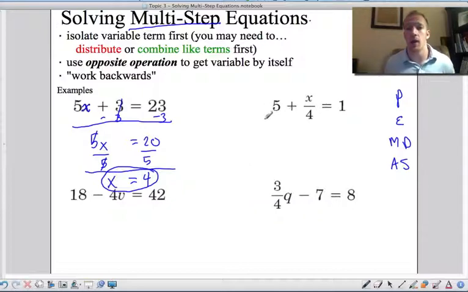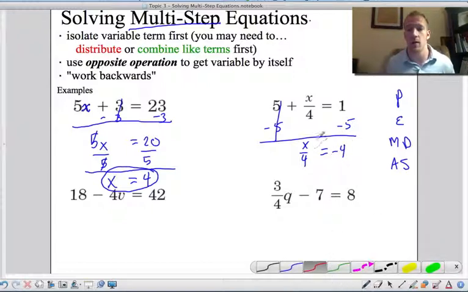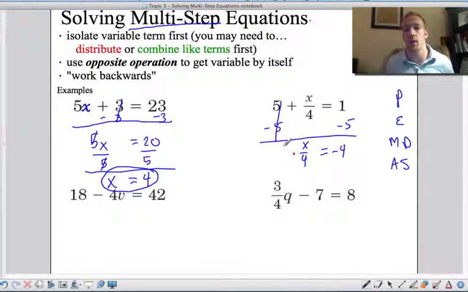So minus 5, and that gives us just an x over 4 here, equals 1 minus 5 is a negative 4. So now it's just like the single step. Now we only have one step left to do. If I'm dividing by 4, the opposite of that would be multiplying by 4. So I have x equals negative times a positive is negative. 4 times 4 is 16.